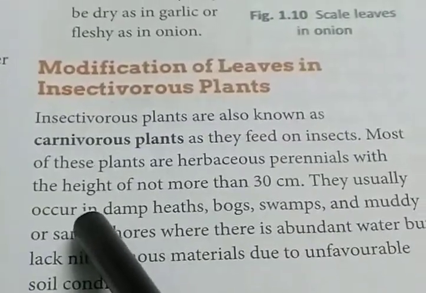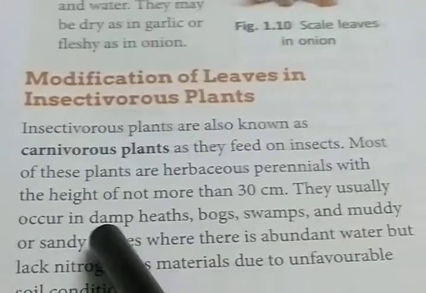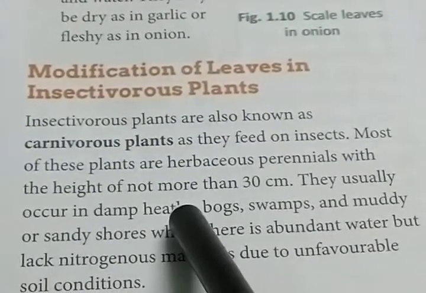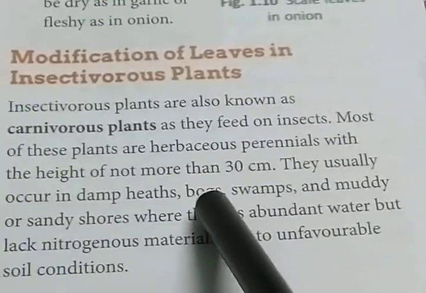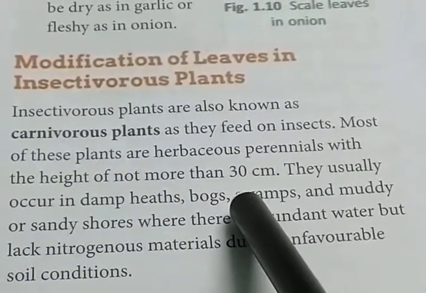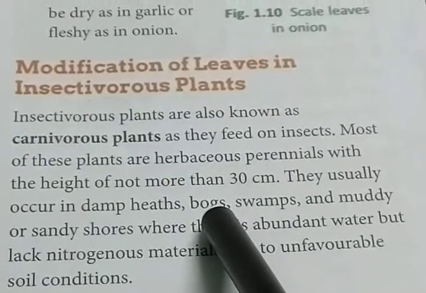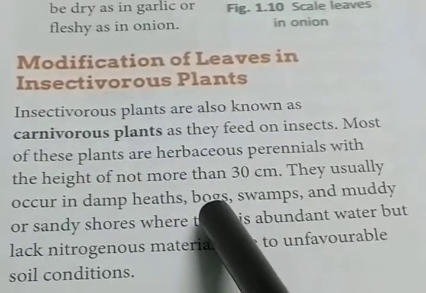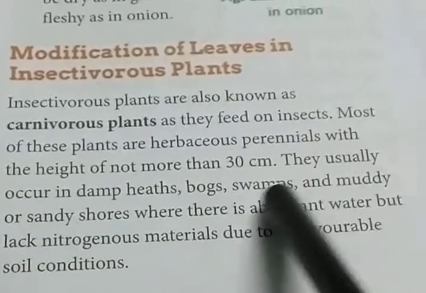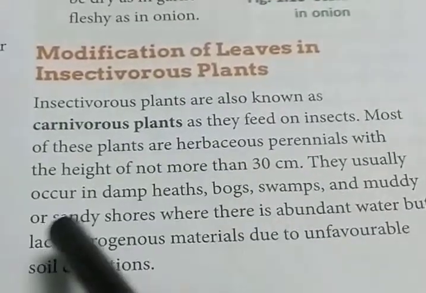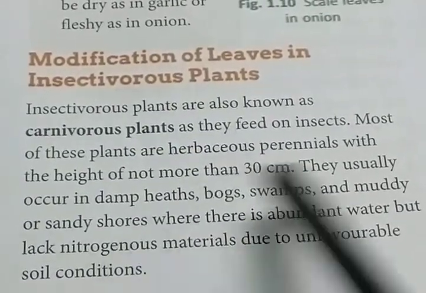They usually occur in damp hills. Damp means in a marshy place. Marshy place. Bogs. Bogs means muddy soil, I mean the soil is very soft and it is unable to carry heavy weight. Swamp. The shallow pond and the muddy or sandy source.